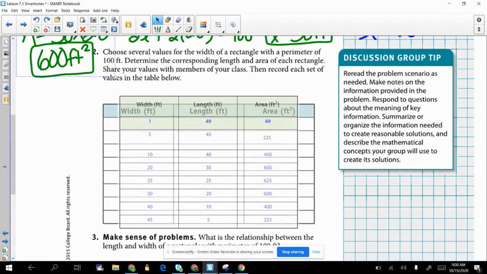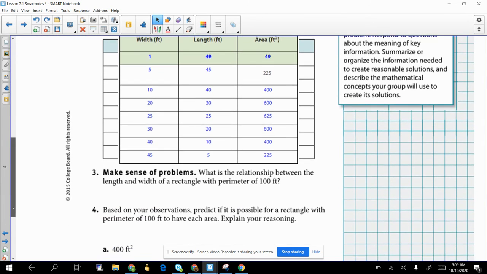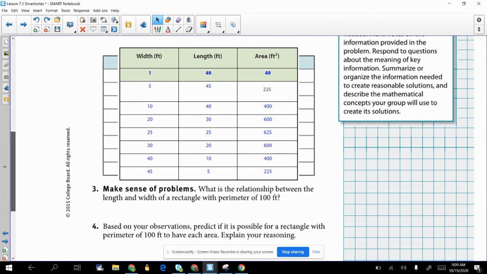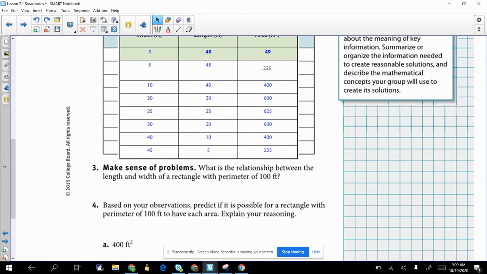And hopefully you guys came up with a bunch of different ones, but here are some options that you could have. A width of 1 foot and a length of 49 would give you an area of 49 feet squared. A width of 5 would give you a length of 45 feet and an area of 225 feet squared, and so on and so forth. So you could look through these and kind of check your work there. And if you had some other ones, maybe you chose like 37 or something like that, you might have some different numbers, but these were just some basic examples.